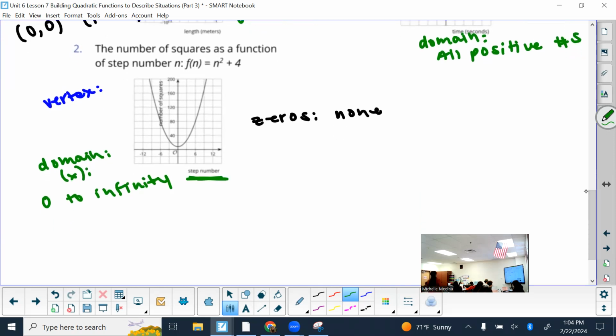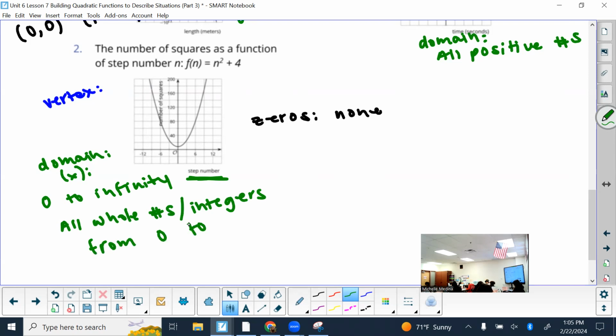But you're saying that it can be 0 to infinity, can it be decimals? Can I have like step 2.5? So no decimals. So you would say all whole numbers. Or you could even say all integers, because that would also not include decimals. And you could say from 0 to infinity. Positive infinity, not negative infinity. I'll just put infinity because I feel like people will write that and then they won't know what that is.